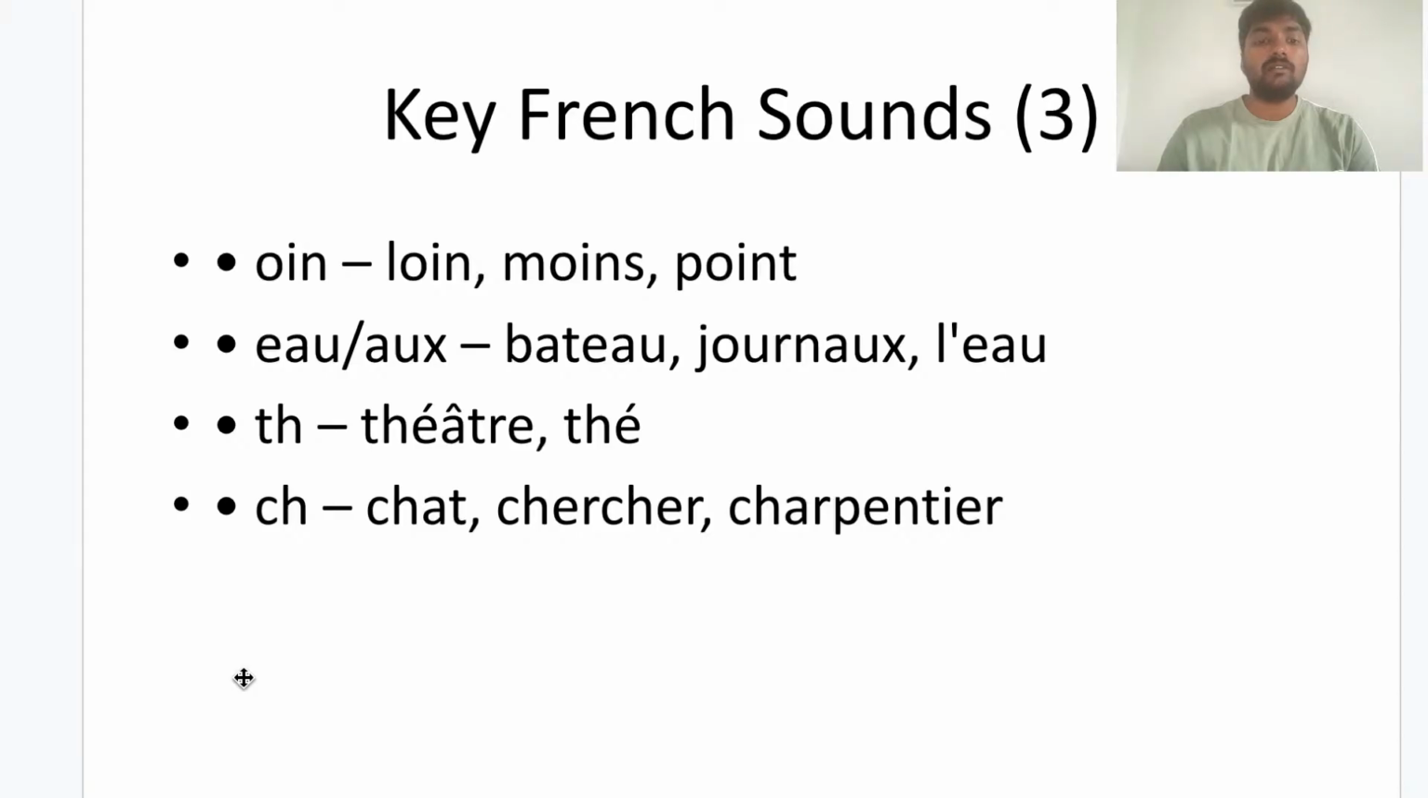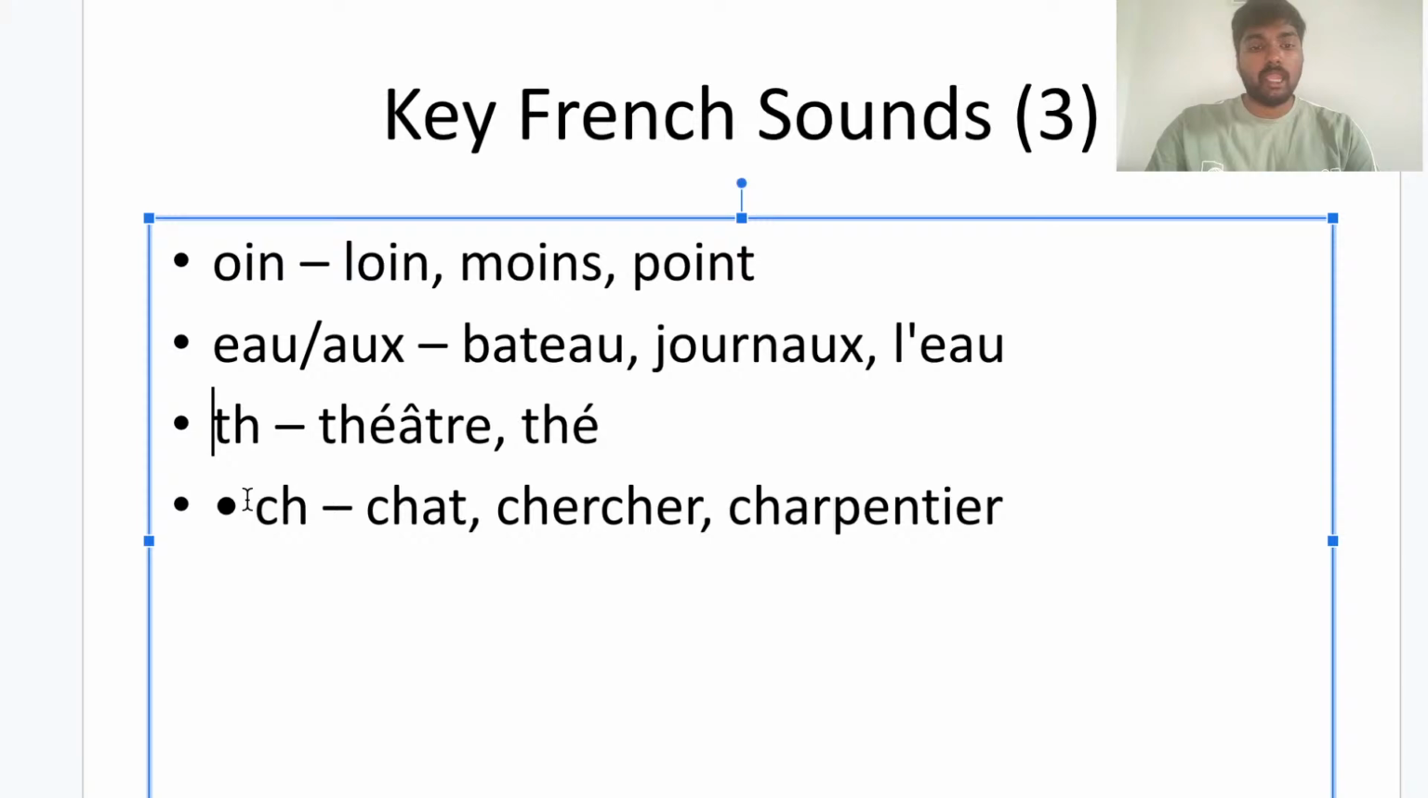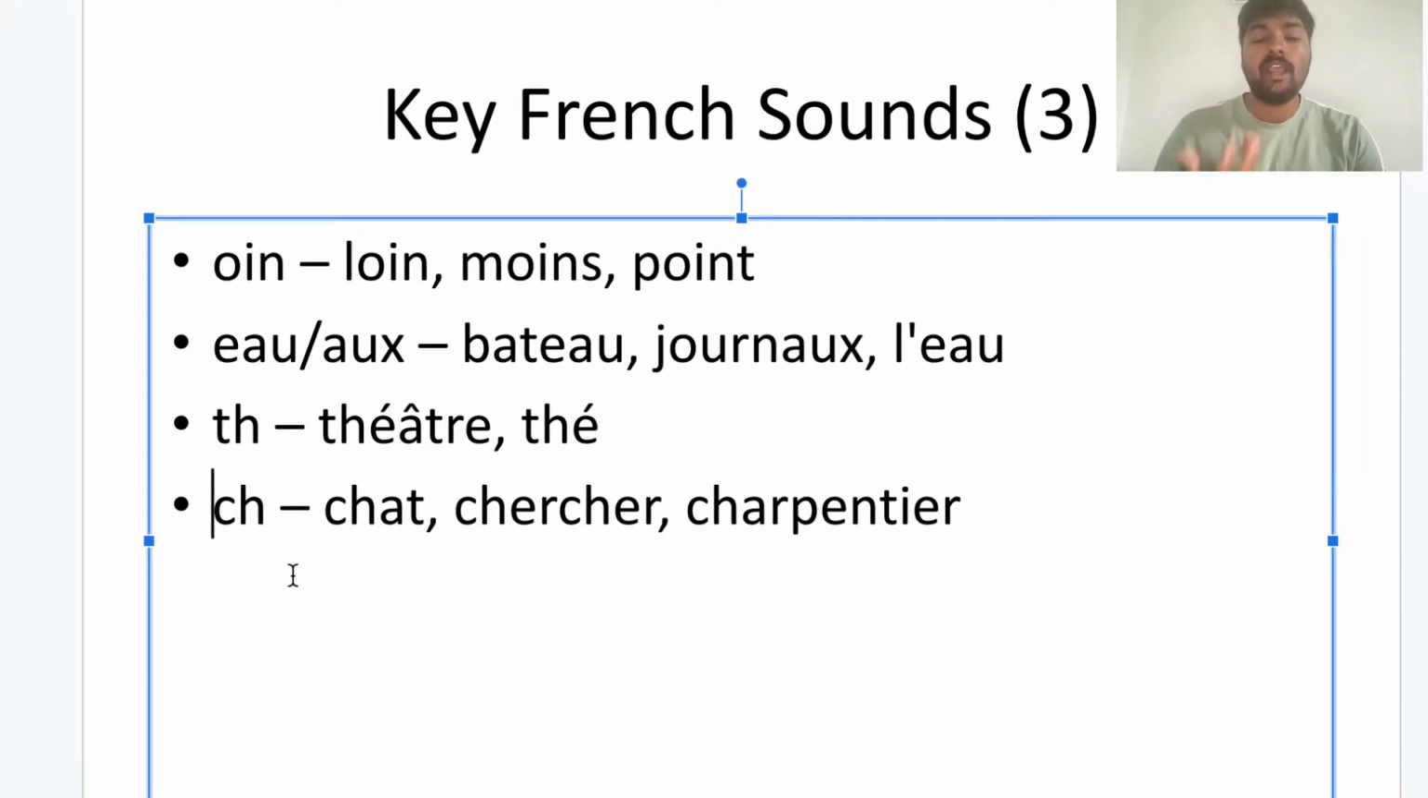Okay, next comes how do you spell the combinations of OIN, EAU, AUX, TH, and CH. OIN is actually spelled as wa. Again, like how we spelled at the very beginning, like OI, how did you spell? Similarly, even with OIN, you would just add a slight N sound at the end. Like you see loin, right? It's called loin. Or moins is called moins. Point, point. Loin means far, moins means minus or less, point means point, basically.